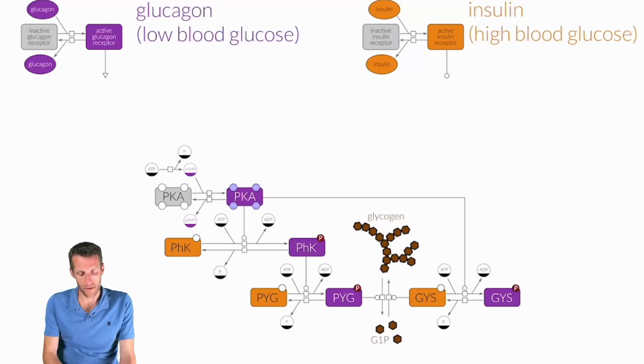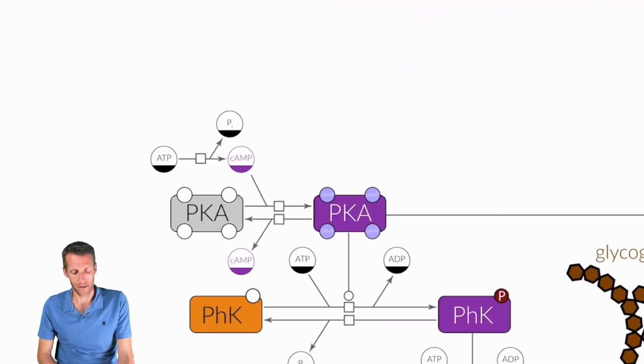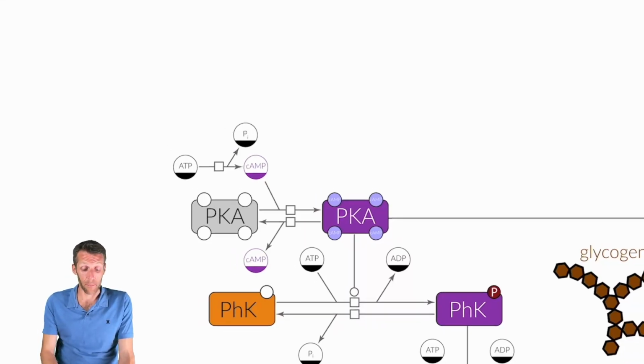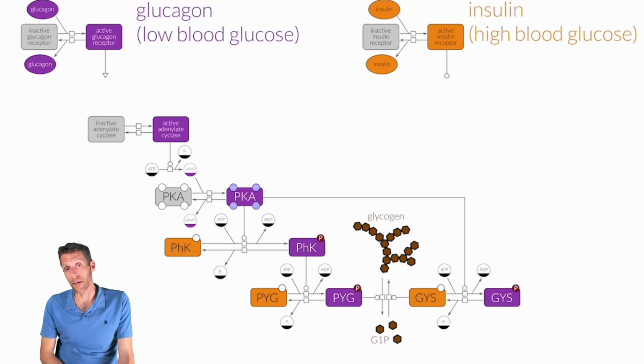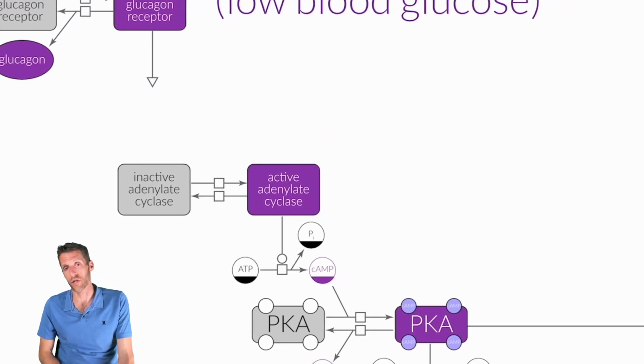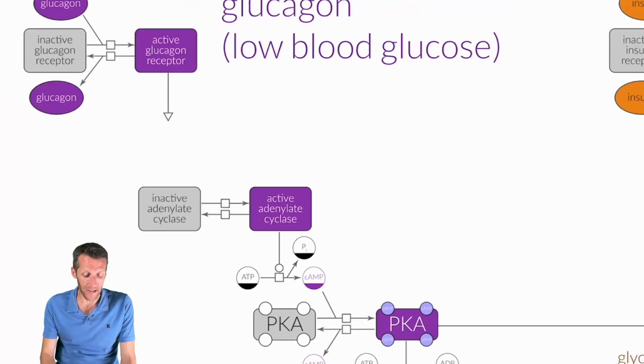Turns out pKa is activated by this molecule cyclic AMP. This is a small molecule that's actually a derivative of ATP. So ATP gets turned into cyclic AMP. Cyclic AMP turns on pKa. Where does cyclic AMP come from? Well, cyclic AMP comes from an enzyme, again zooming in, called adenylate cyclase, which goes from an inactive form to an active form. And what causes adenylate cyclase to activate?